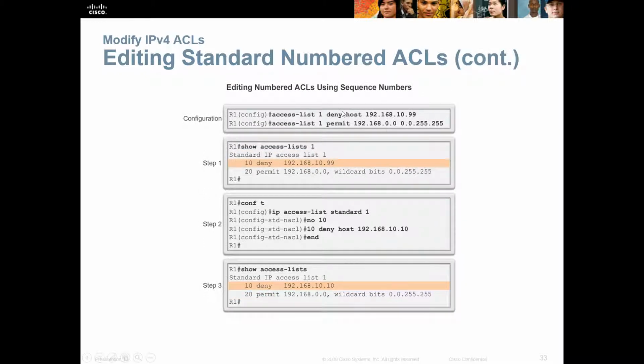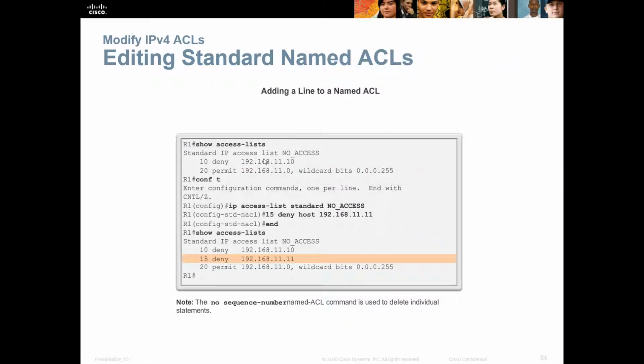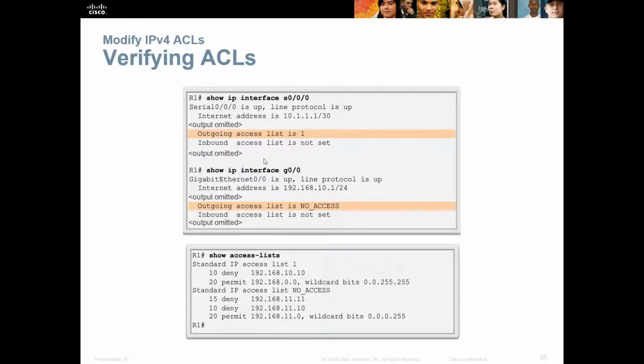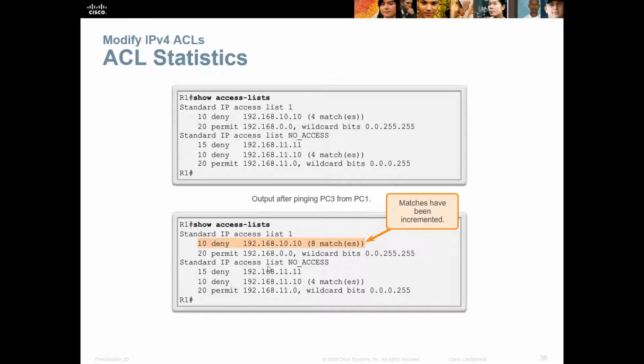Here we can do a configuration. We could actually do the show access-lists so we can see exactly what's going on, the steps they're taking. You could do the same thing for named ACLs as well. How do we verify? We can see the access lists per interface, or we could do a show access-list to see the access lists that are present. ACL statistics, again, we could see the matches.